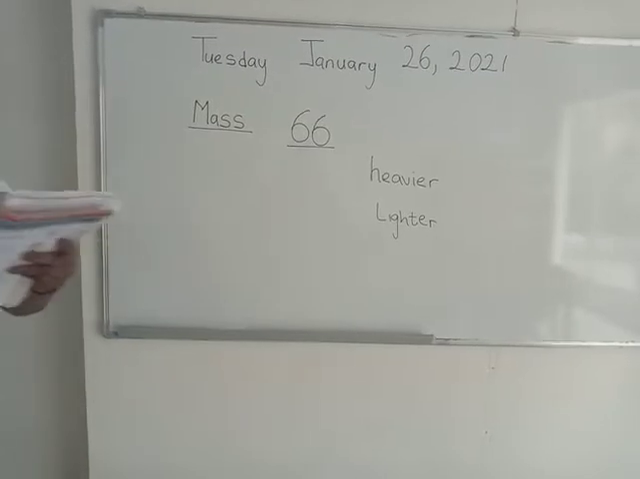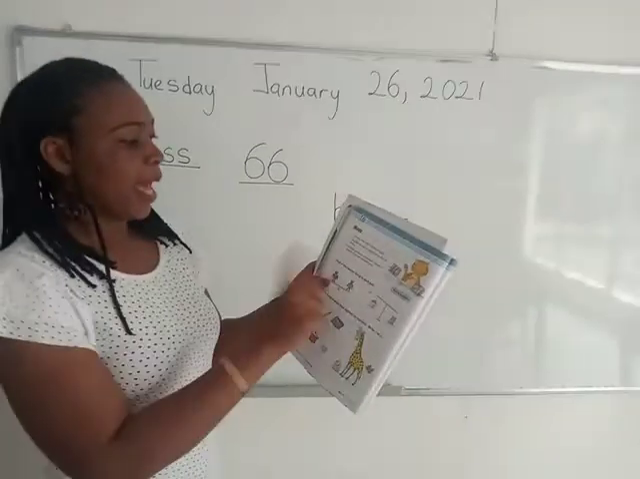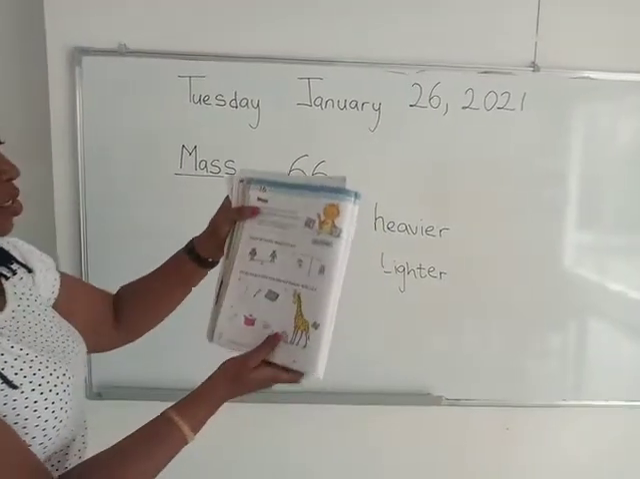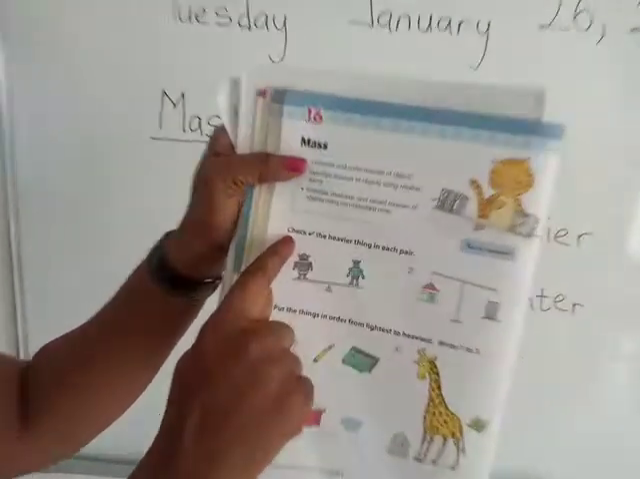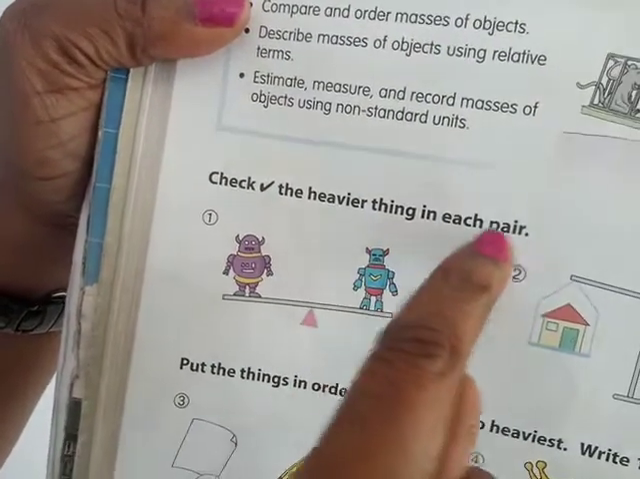Remember, we're still on page 66 of your book, and the first exercise says check, put a check mark, check the heavier thing in each pair.